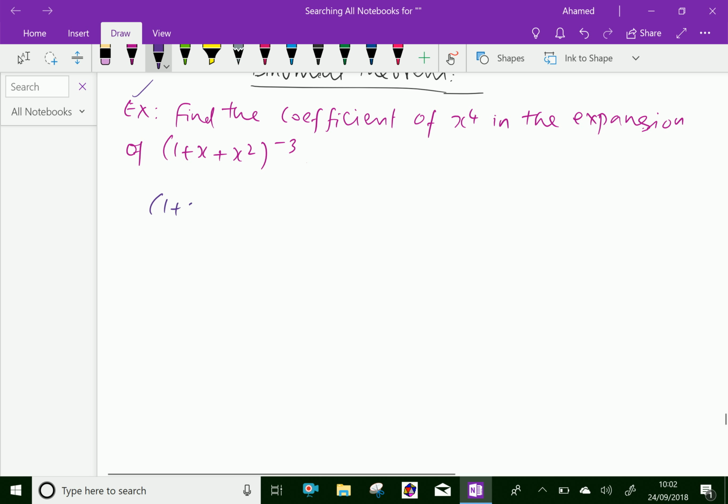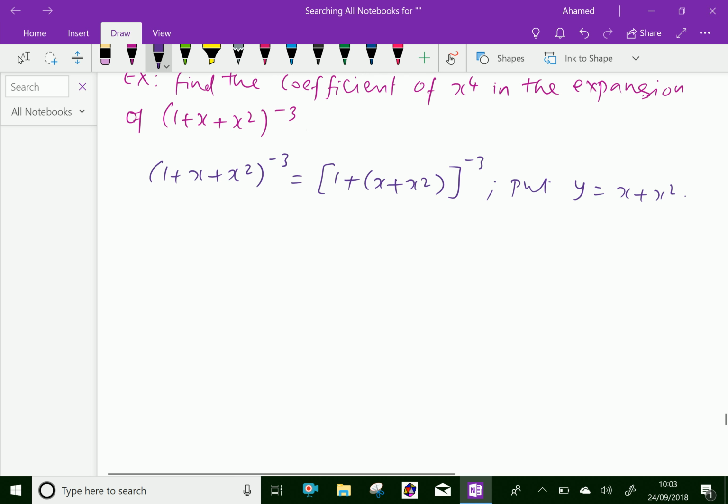1 plus x plus x square power minus 3, which can be written as 1 plus (x plus x square) whole power minus 3. Now put y equal x plus x square.